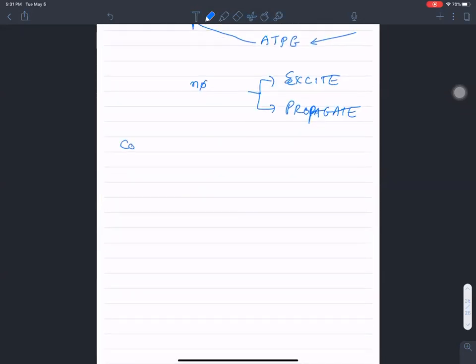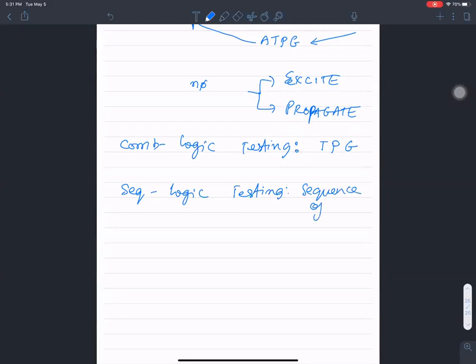So combinational logic testing involves test pattern generation. Sequential logic involves finding a sequence of test patterns, sequence of test pattern generation. That's a bit more involved, and we'll look at sequential circuit testing in the coming class.